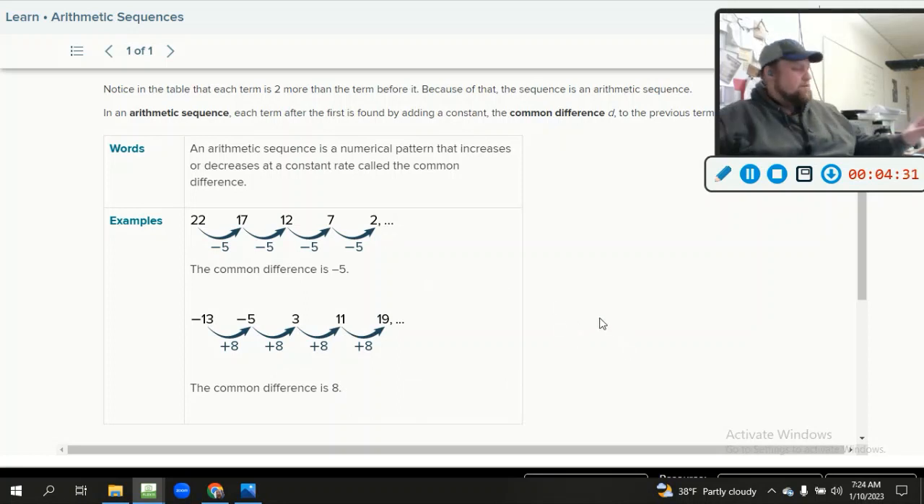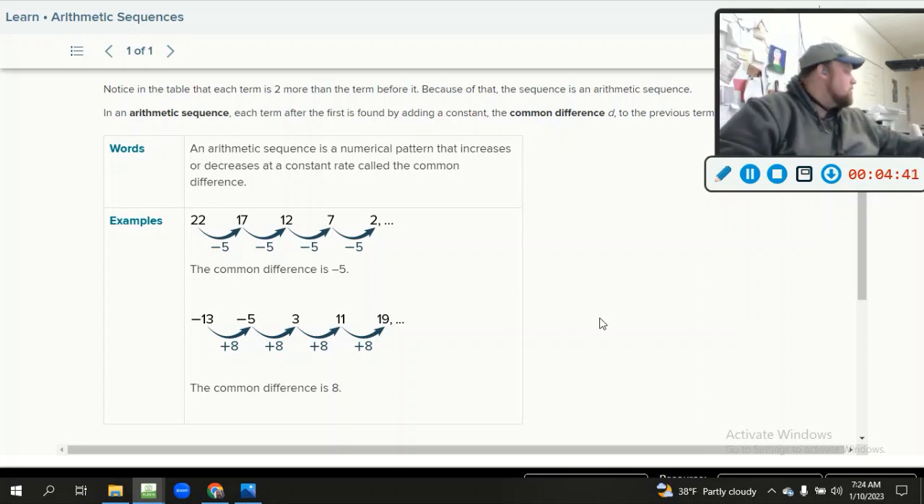Again, take a minute. I'll sip my coffee. Pause it, write it down. And I'll take off these sticky notes that I had placed to cover stuff up. And let's go.